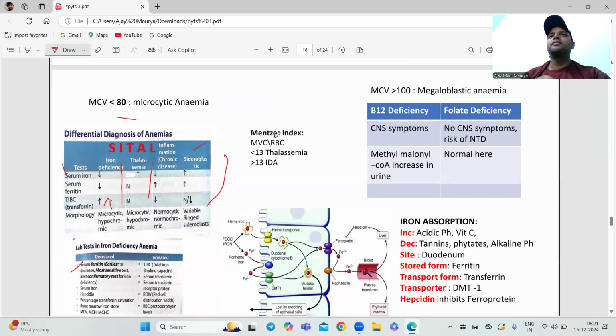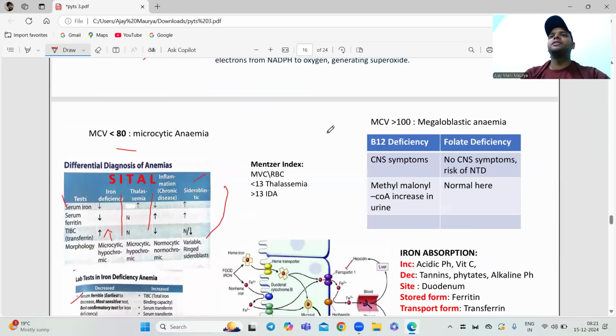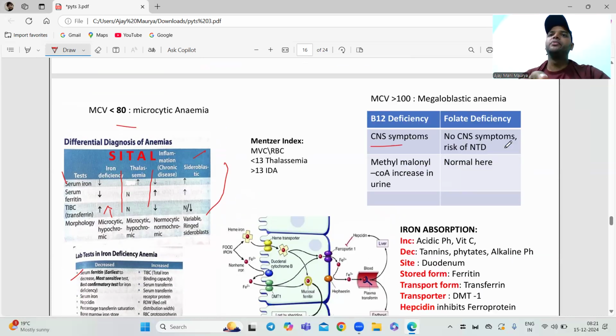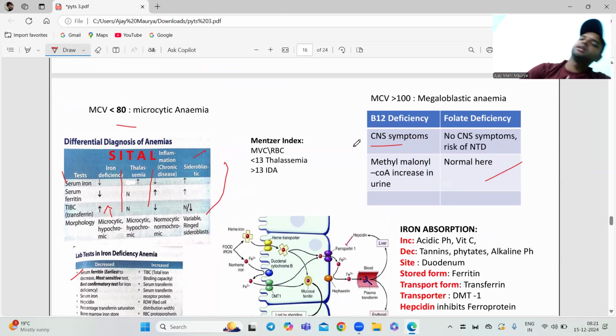Okay, now see here, for megaloblastic anemia we have B12 deficiency and folate deficiency. In B12 deficiency, guys, we will see CNS symptoms, but in folate deficiency there are no CNS symptoms. You will see only the risk of neural tube defect. Methylmalonic CoA is increased in the urine in B12 deficiency; here it is normal. This is how you differentiate between B12 deficiency and folate deficiency.